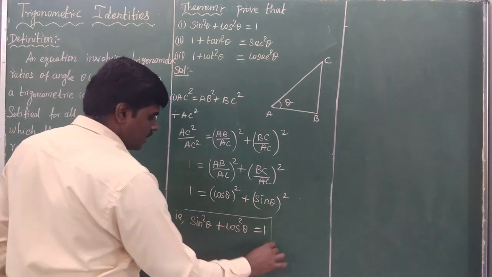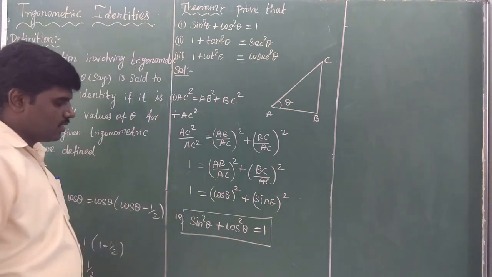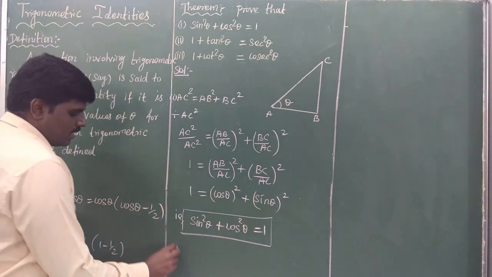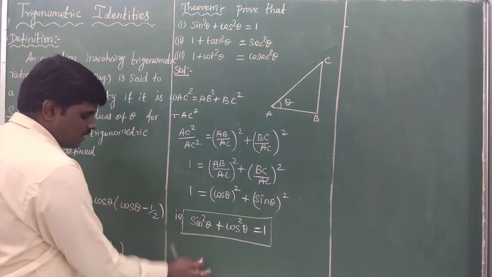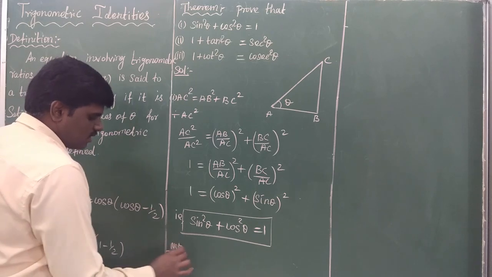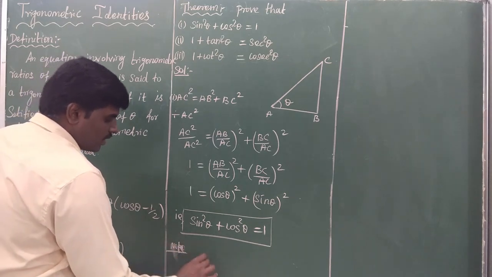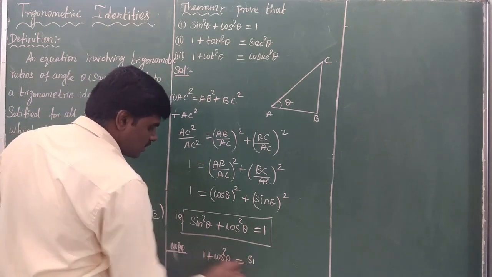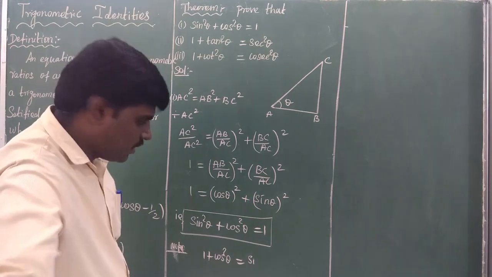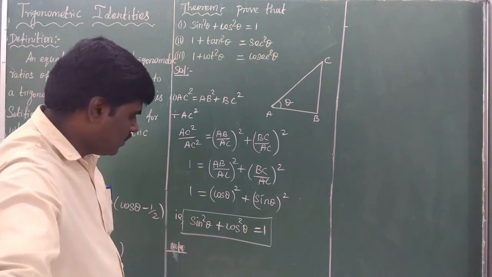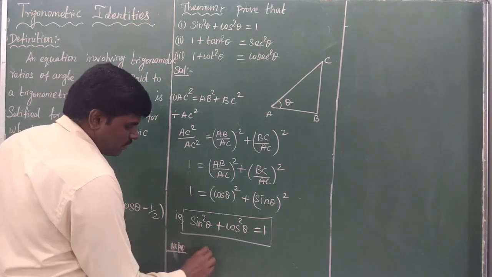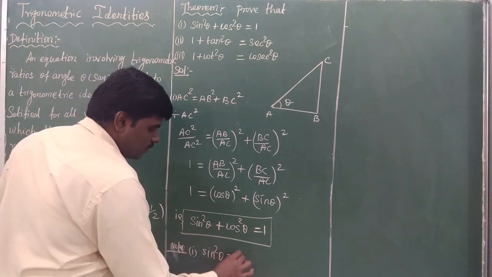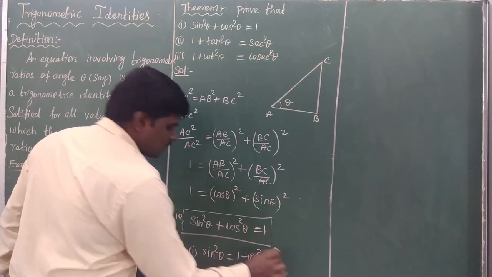This is the first trigonometry identity: sin square theta plus cos square theta is equal to 1. Sometimes the above equation changes slightly. Here, from the above equation, sin square theta is equal to 1 minus cos square theta. Is that clear?